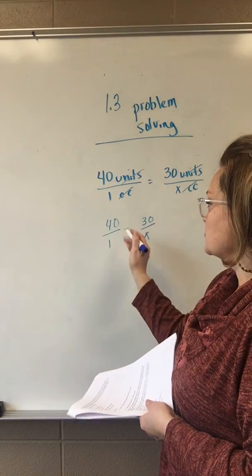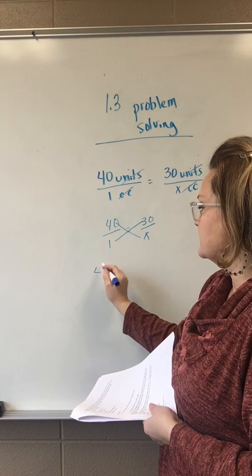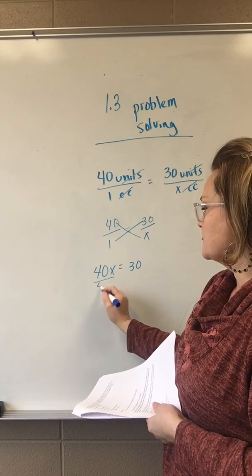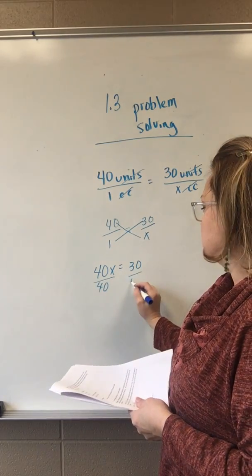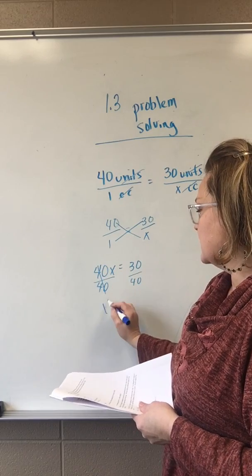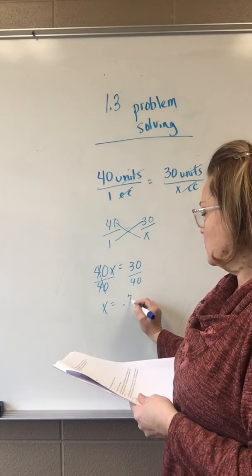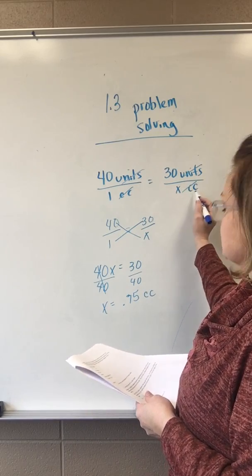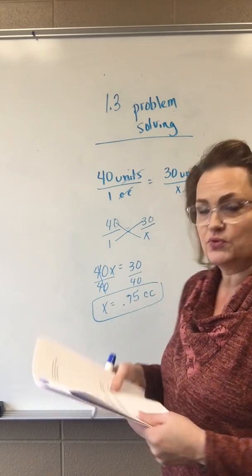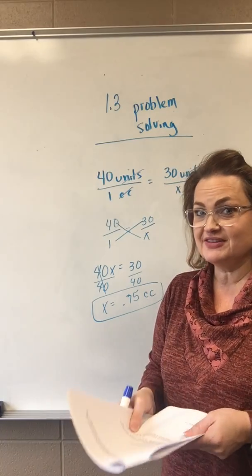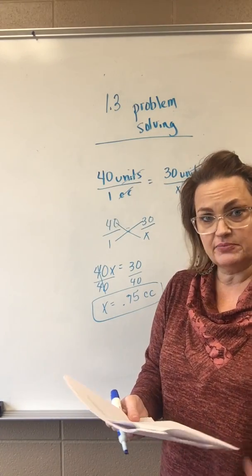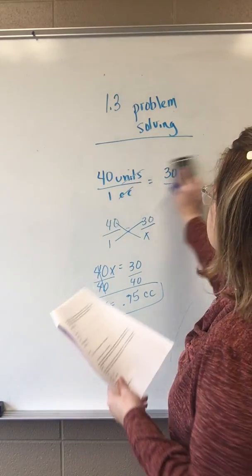It gives us a nice proportion, so we can cross multiply. 40x equals 1 times 30. And then we divide that out on each side to get x equals 0.75. So we're going to give him 0.75, and that's in x cc's, what we were solving for. He should get 0.75 cc's. And then I have some activities for you to do there. Again, pause the video to practice that.